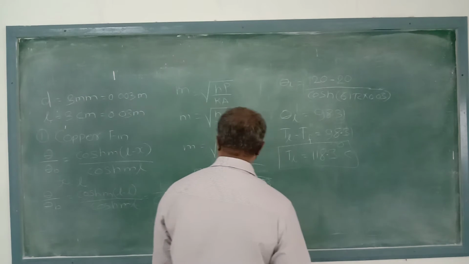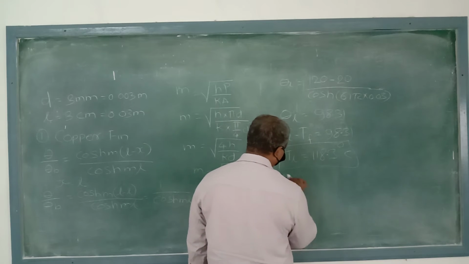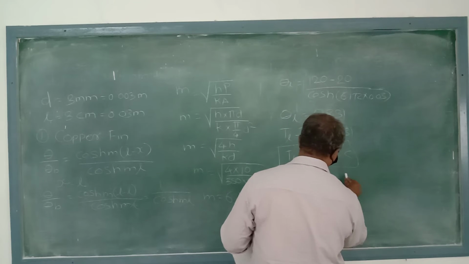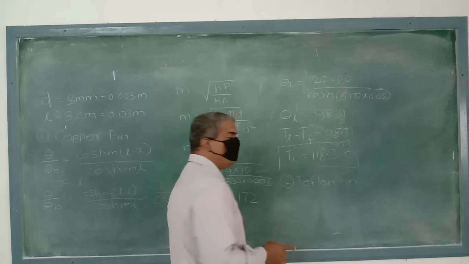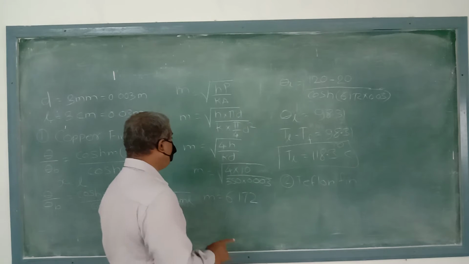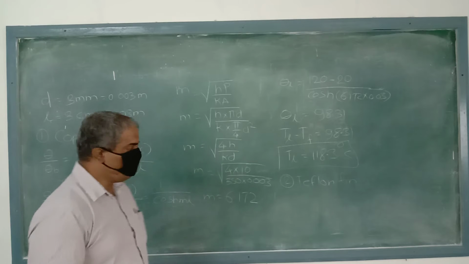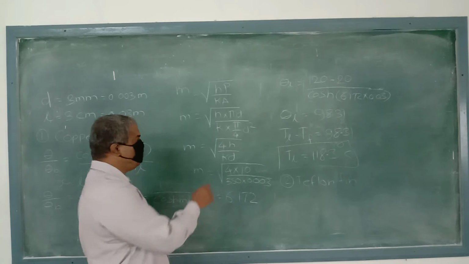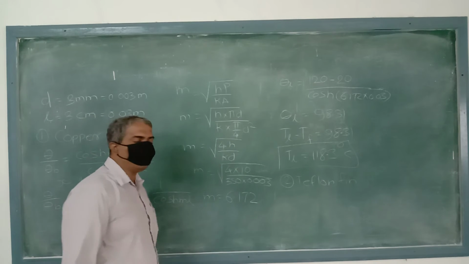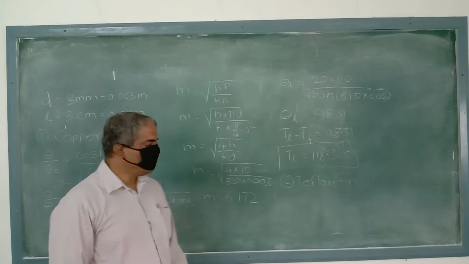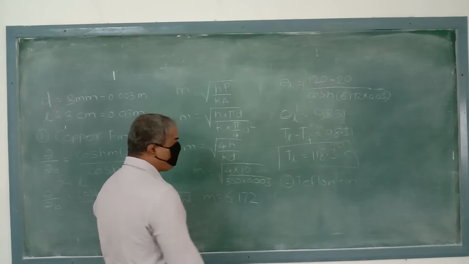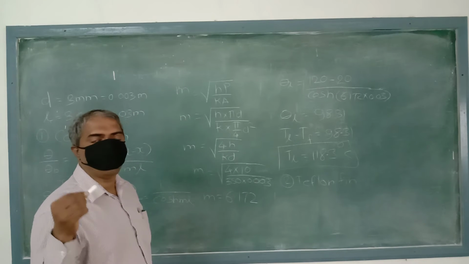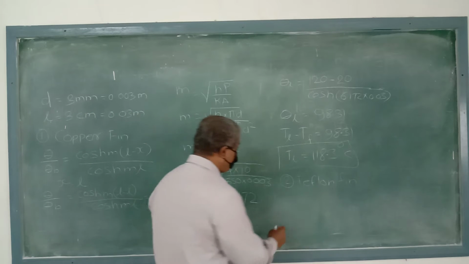Now the second material they have given. They have given Teflon, Teflon film. So again for this Teflon film we have to find the value of m, because if you observe this formula of m, as we have modified, under root of 4h upon KD. As the value of K for Teflon is different, first we have to find the value of m.